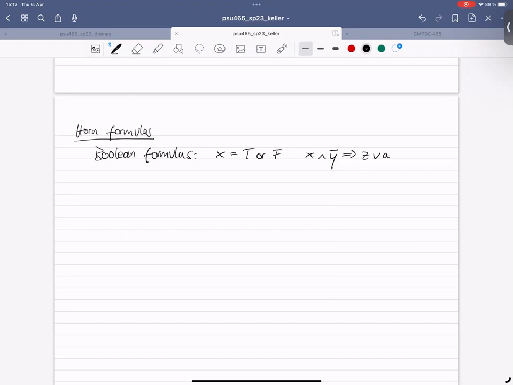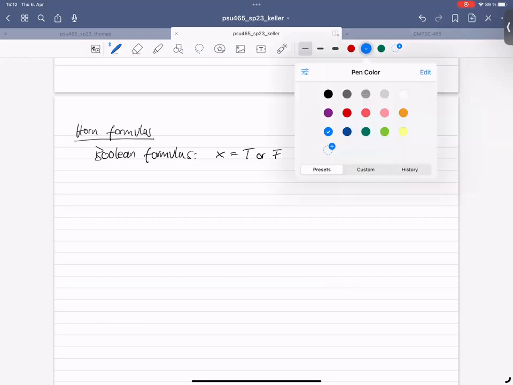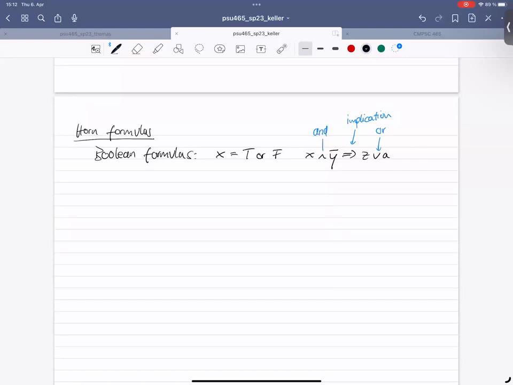So just for completeness, this is a logical and. This is an or. And this is an implication. So this is how a general Boolean formula looks. The ones we are interested in today are Horn formulas. They have a very specific structure. The Horn formulas are simply lists of Boolean formulas of a very specific form.